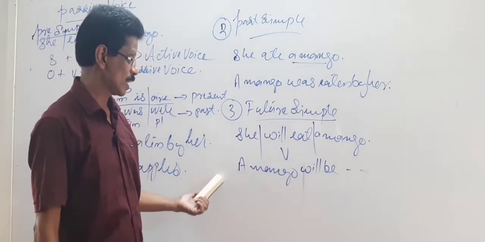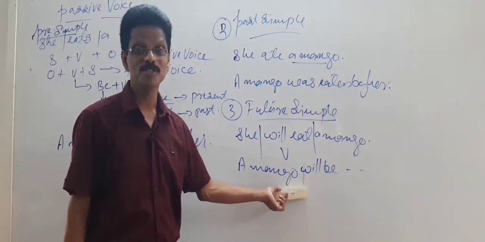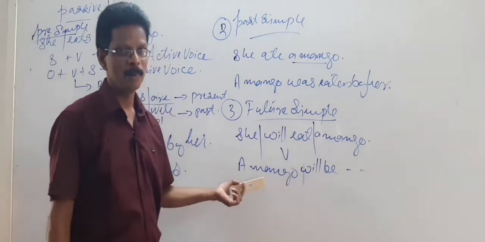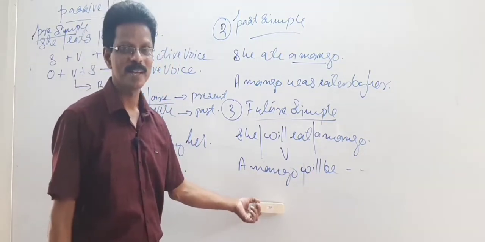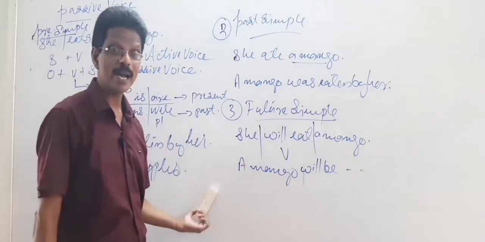Another example: they will eat apples. Apples will be eaten by them. He will drive a car. A car will be driven by him. I shall write a letter.